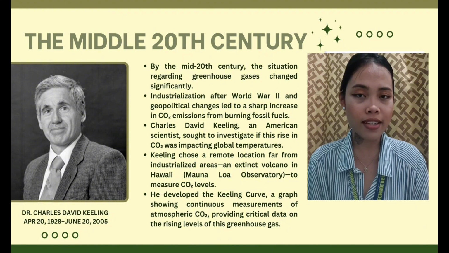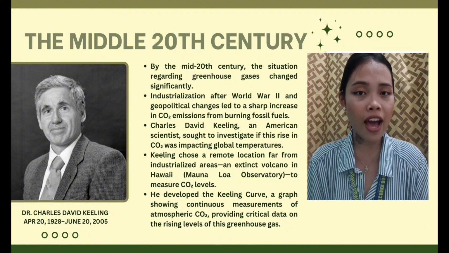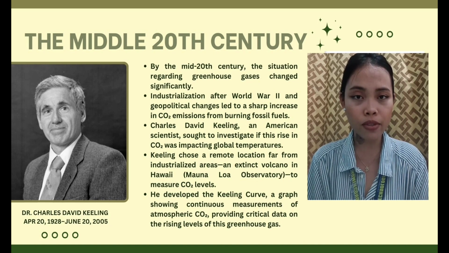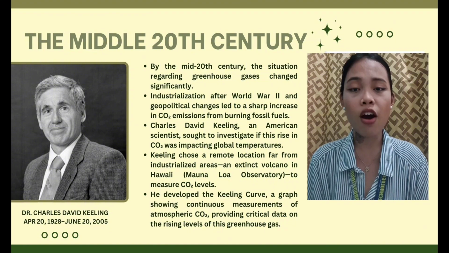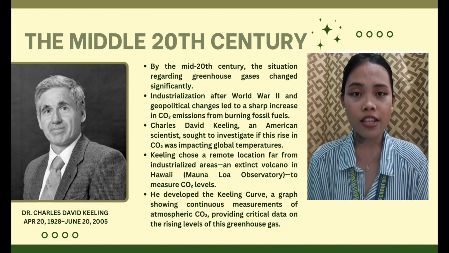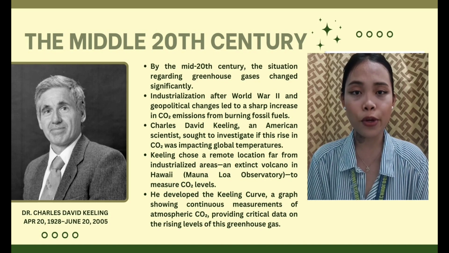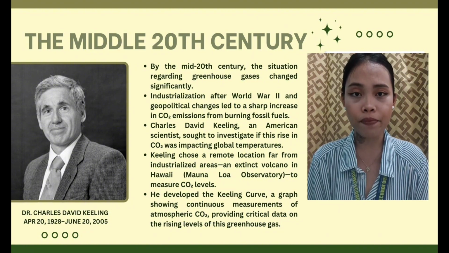This location was ideal because it was far from industrial pollution, ensuring accurate and uncontaminated measurements of atmospheric carbon dioxide levels. Keeling began continuous measurements of atmospheric carbon dioxide in the 1950s. He plotted his findings on what is now known as the Keeling curve, a graph that shows the steady rise in carbon dioxide levels over time.